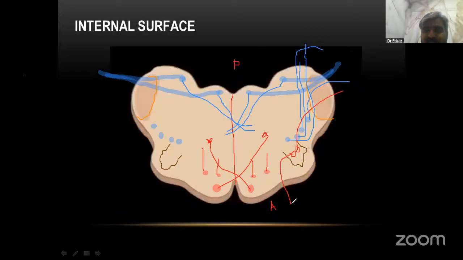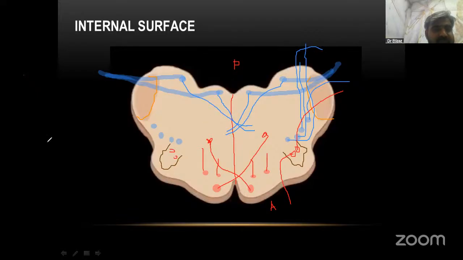There are two nuclei there. One is the superior lateral side and one is the medial side. The superior one goes to the cerebellum, which we call the olivocerebellar tract. And the medial one is the olivospinal tract, bilaterally here. This is the olive.